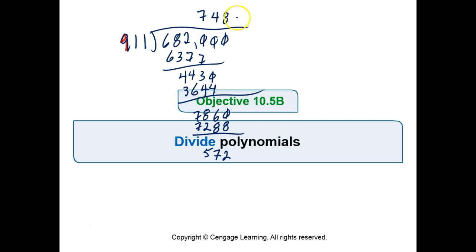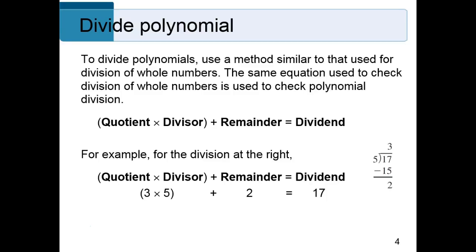So what you can do is write that as plus 572 over 911. Write that as a fraction. Your remainder over your divisor. There's your answer. 748 and 572 911ths. Really nice number. Thank you so much for that nice number. But that's how you divide whole numbers. Guess what? That's how you divide polynomials. Sort of. We'll follow the same pattern.